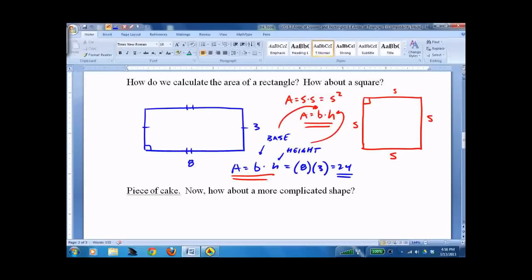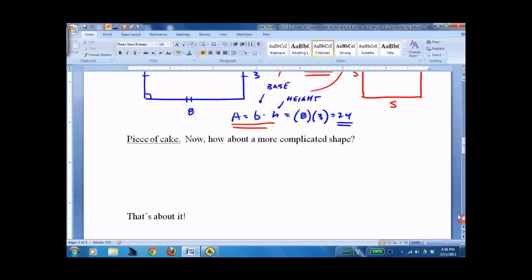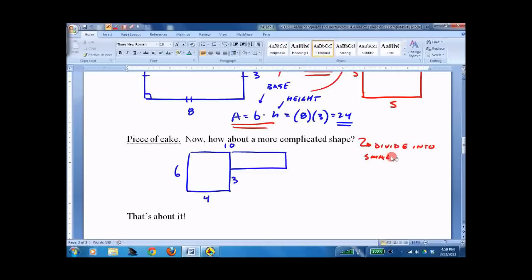So, piece of cake. Well, what if I give you a complicated shape? Something like this. And I say this whole side is 10, and this is 4, and this is 6, and this is 3. How do we find the area? Well, for a complicated shape, just divide into smaller pieces and add it up.